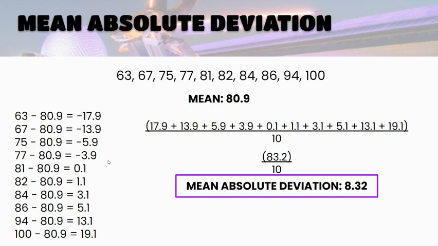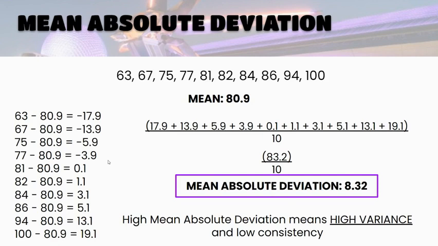Now, that's a relatively high mean absolute deviation, so that means high variance and low consistency. It means these numbers are not very close together. They're a little bit further apart than some.